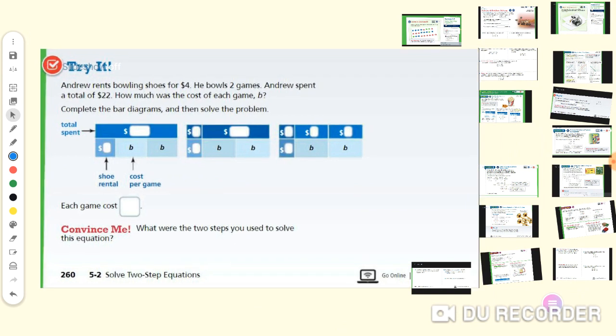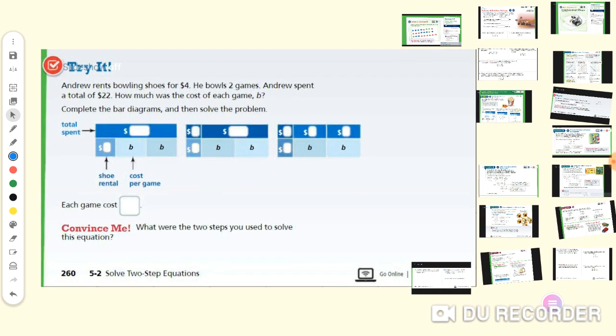Andrew rents bowling shoes for $4. He bowls 2 games. Andrew spent a total of 22. He said to me from the beginning, the total is 22. So the total of all is 22. And how many games did he play? 2 games. Okay.